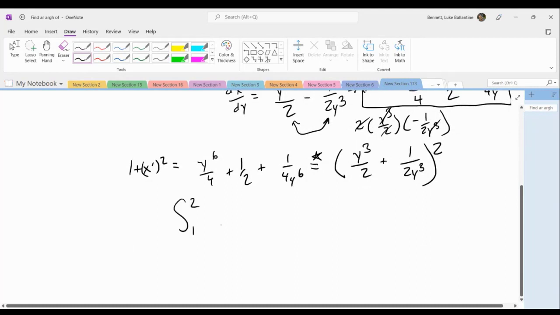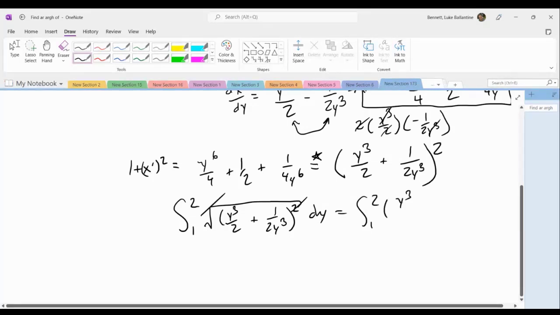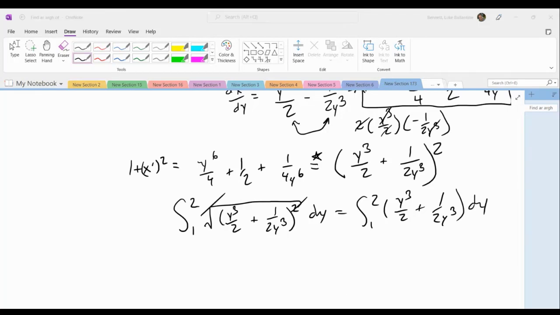So we're doing the integral from 1 to 2 of the square root of (y cubed over 2 plus 1 over 2 y cubed) dy, and this is squared. The square root and the square cancel. And so this is the integral from 1 to 2 of y to the third over 2 plus 1 over 2 y to the third dy. And then you guys can solve this integral, I hope. This is just power rule integration. This is direct integration, so I'll leave that for y'all.